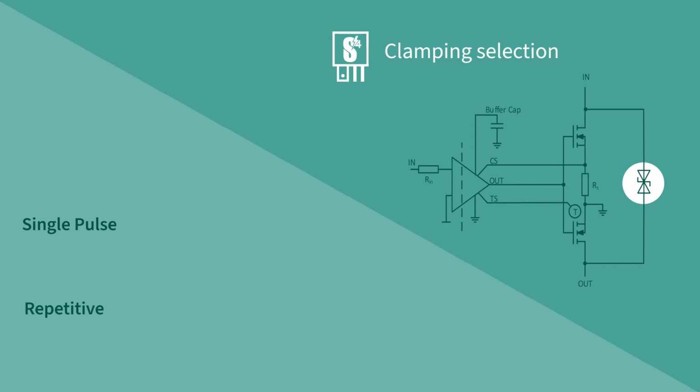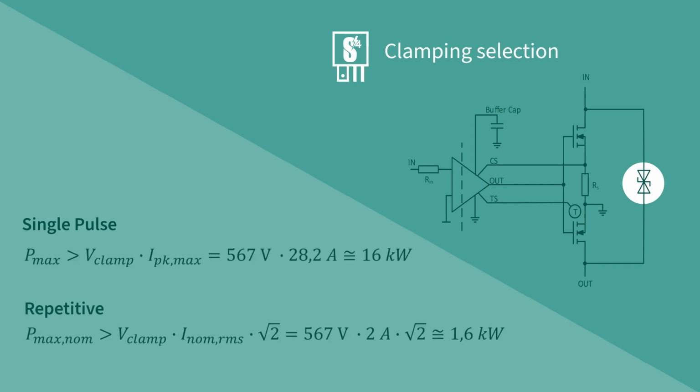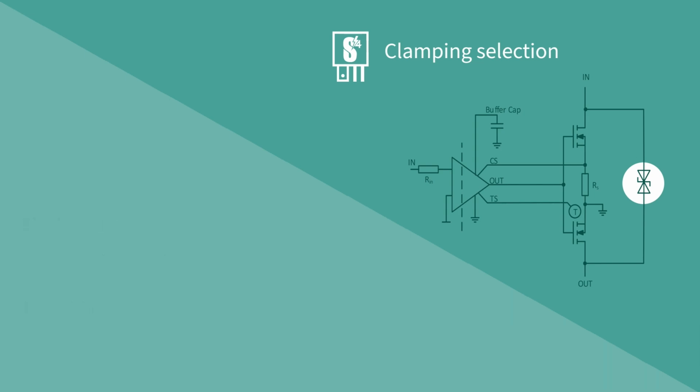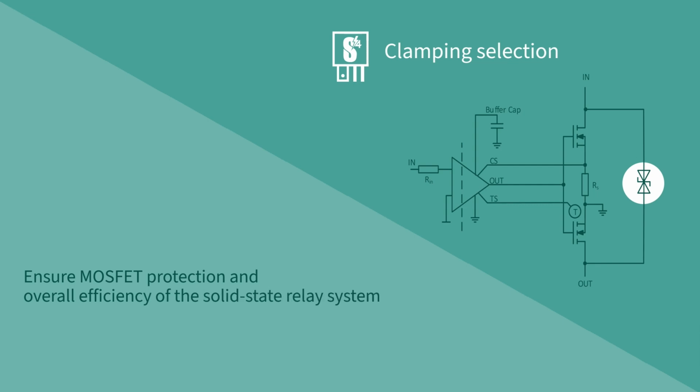For this, use the formulas Pmax for failure cases and Pmax Nom for normal operation, with 2 ampere nominal output as an example. Taking these measures will ensure the protection of the MOSFETs and the overall efficiency of the solid-state relay system.